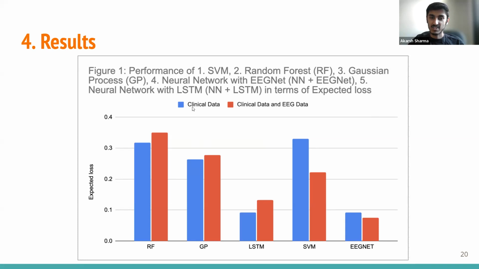as we can see, there are two different bars, blue and red. We tried the clinical data only versus experimenting with what happens after adding the EEG data, to see whether EEG is valuable or just random noise that we don't need. And most of the models tend to have worse performance after adding the EEG data. The loss increases, except for SVM and EEGNet. Those are the only two models for which EEG data turned out to be beneficial.